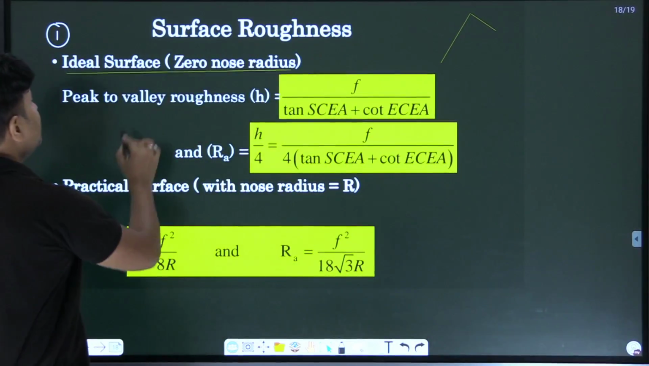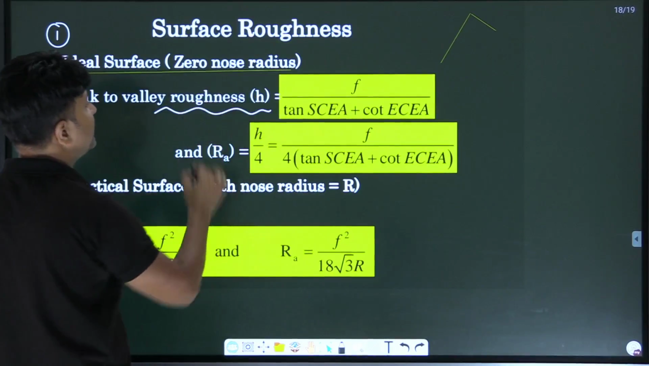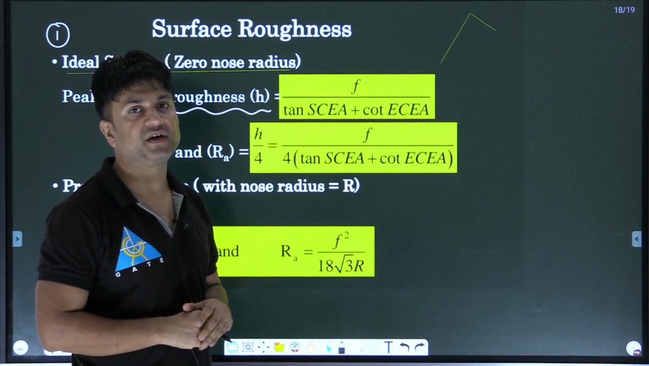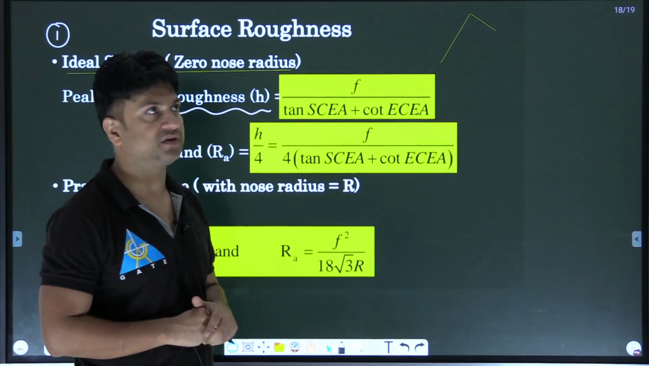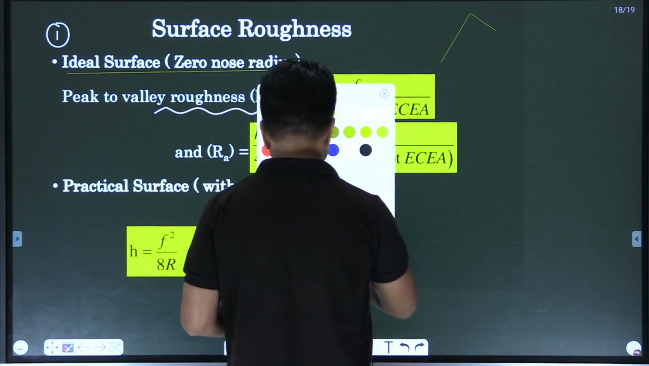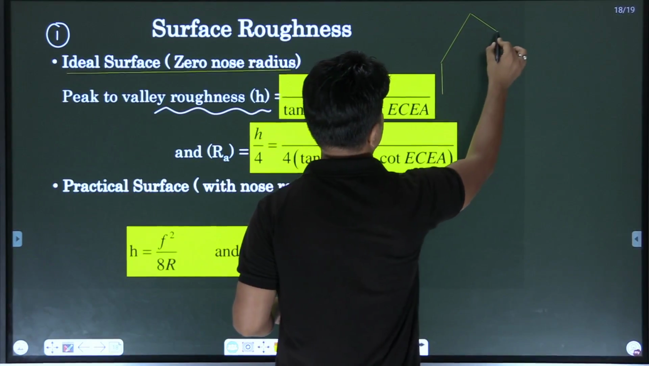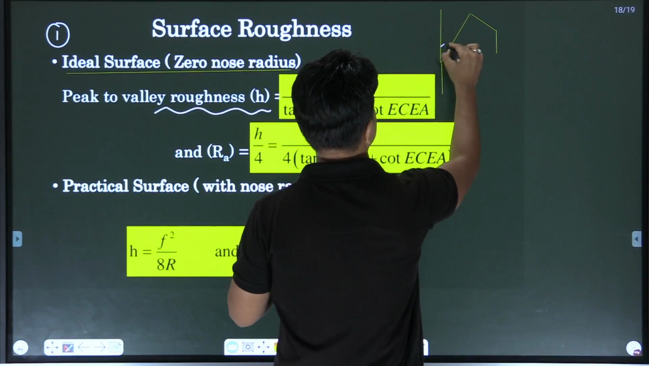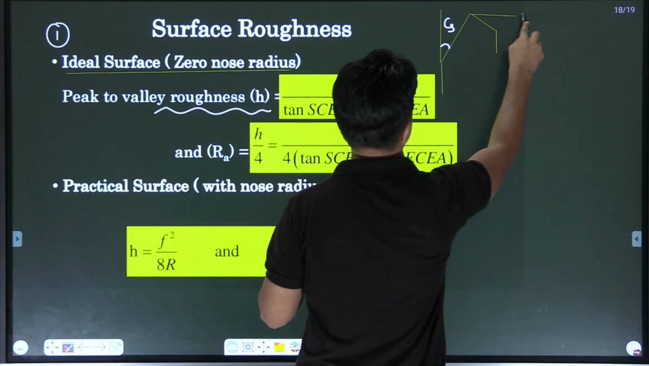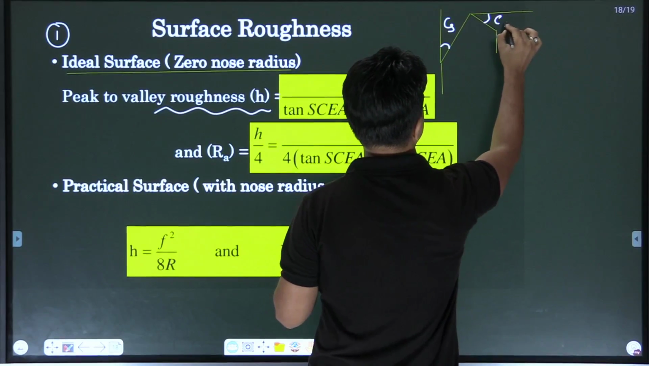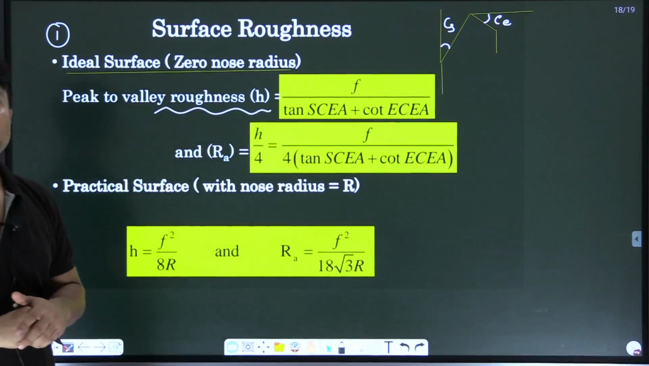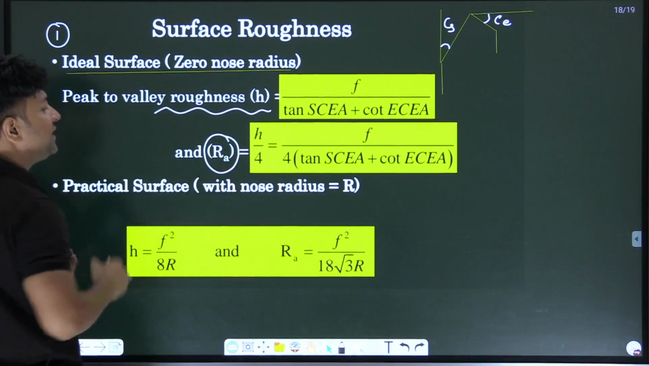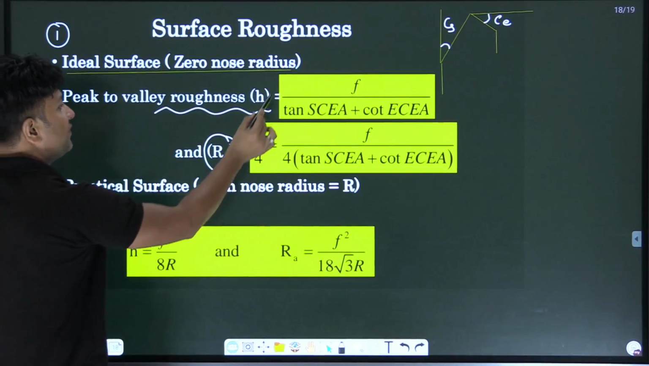So what will be the roughness? It is feed divided by tan of side cutting edge angle plus cot of end cutting edge angle. This is the side cutting edge angle, and this is the end cutting edge angle. This is the feed. And if you want the average roughness, Ra, just divide the above expression by 4.